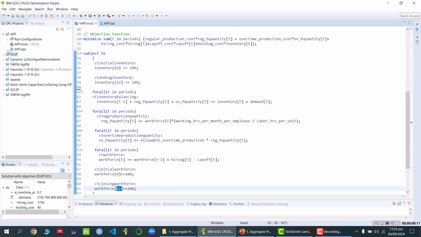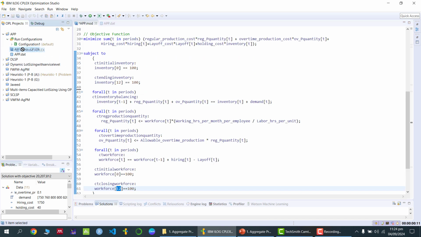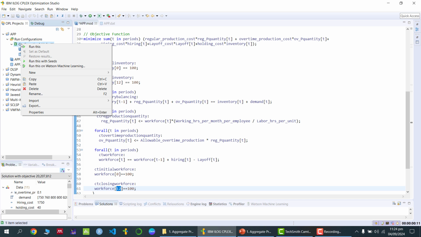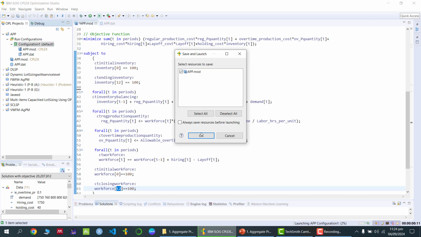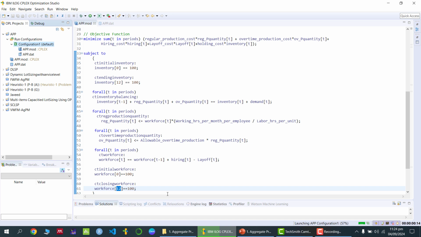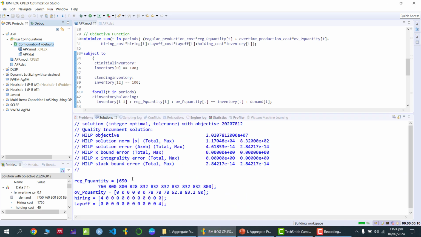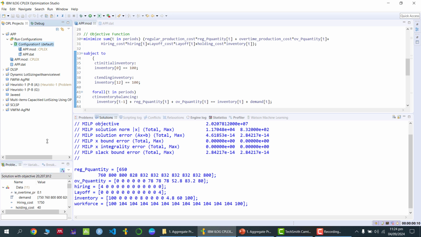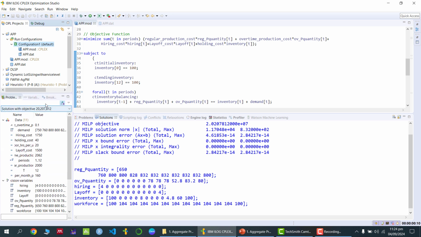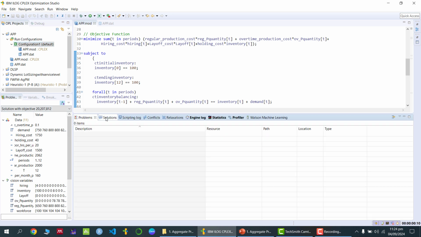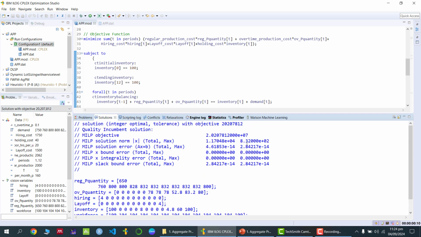Now we are going to drag and drop this model and data file into the configuration, and then by right clicking on the configuration and running it, we would be able to solve this particular problem. Okay, we are getting the optimum answer. If you can see in the solution tab, this is the objective function answer.